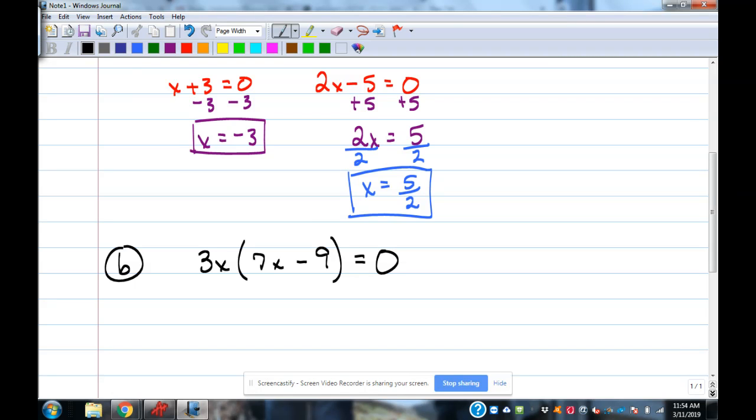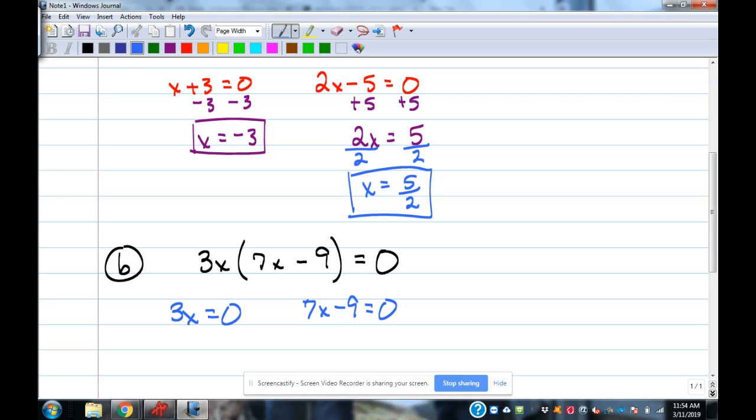That's already factored. They had a problem to begin with that probably had 3x as a GCF, and they factored that out. How many factors are there? 3. Technically 3, the x, and then that other. We're going to count this one right here as just 1 because they're just multiplied together there. So I'm going to set each of those equal to 0. I'm going to set 3x equal to 0 and 7x minus 9 equal to 0.